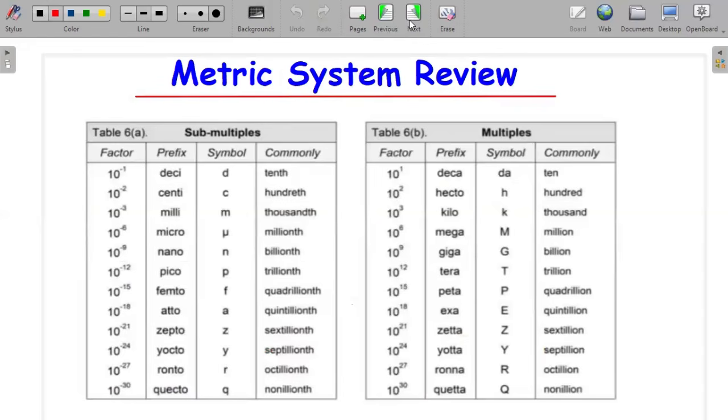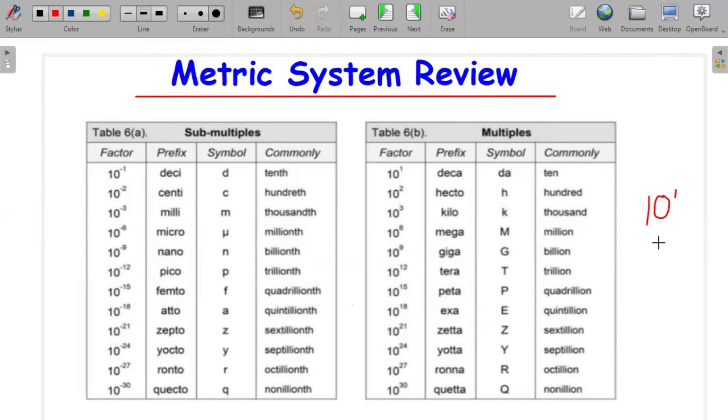So the metric system is just a system that consists of multiples and sub-multiples of 10. So if I write 10 here, I can have its multiples and also its sub-multiples. What do we mean by its multiples? The way I've written 10 here, it's the same as if I write 10 to the power 1. So 10 on its own is the same as 10 to the power 1.